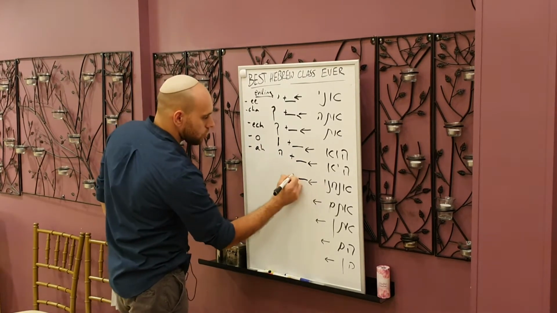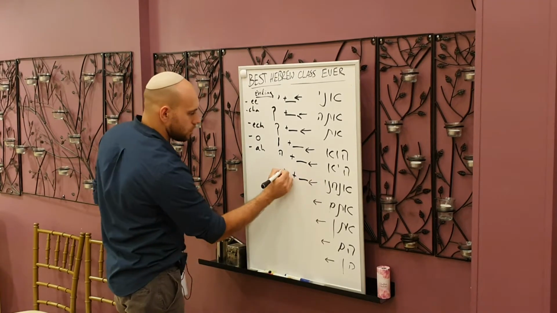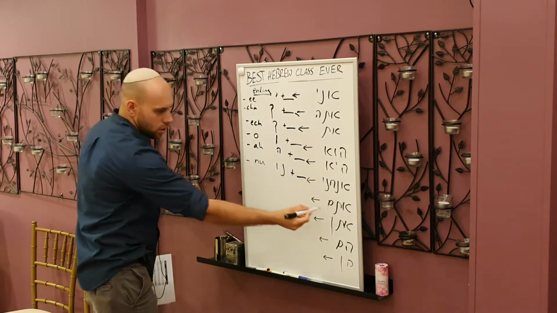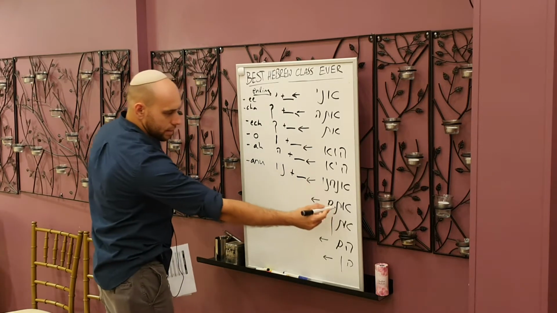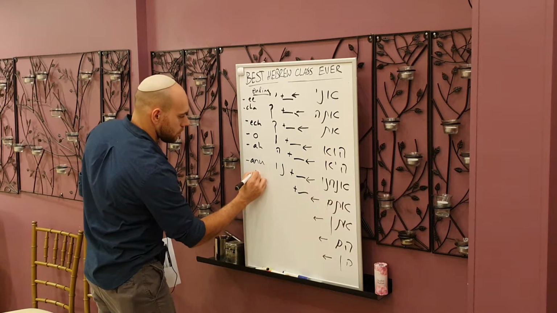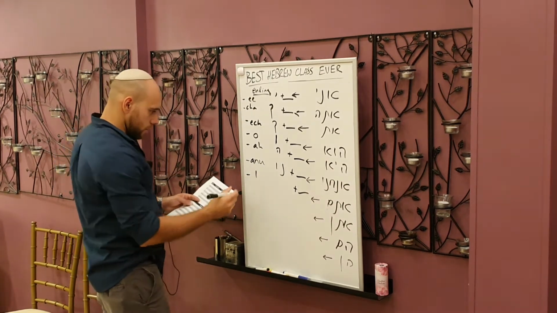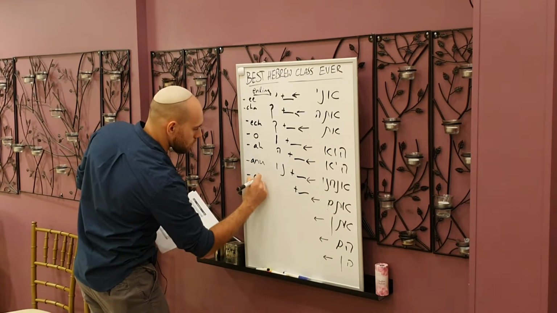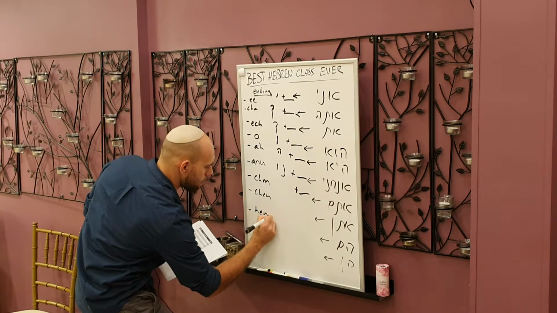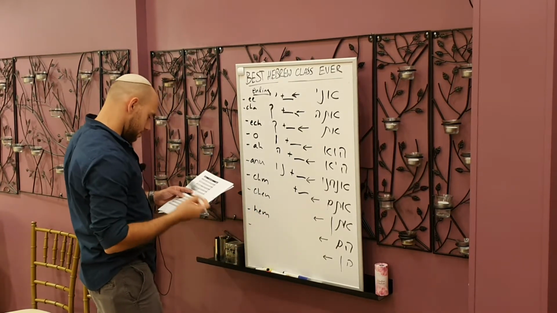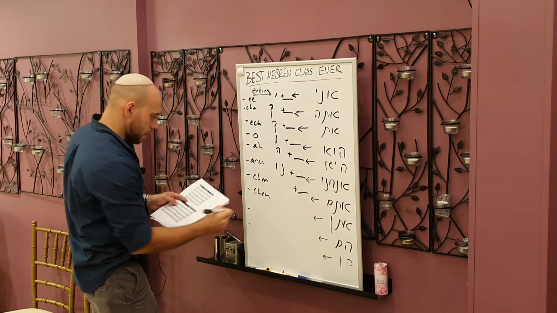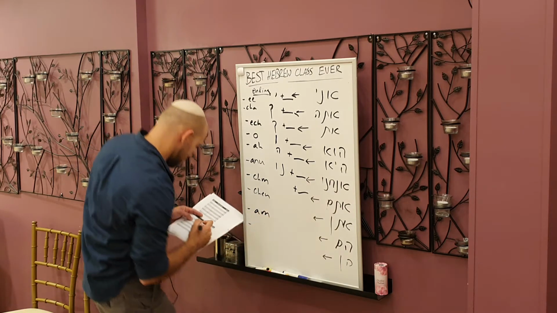For anachnu, the ending is going to be nu, or anu, I should say anu. And then for atem, it's going to be chem, and chen for the feminine. And for hem, there's two versions of it basically, but say am. We'll do am first because it corresponds to this one.